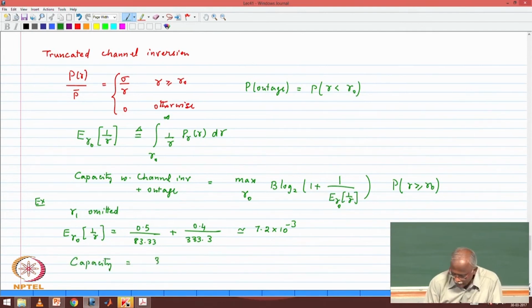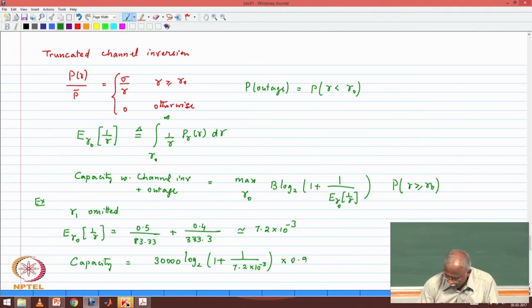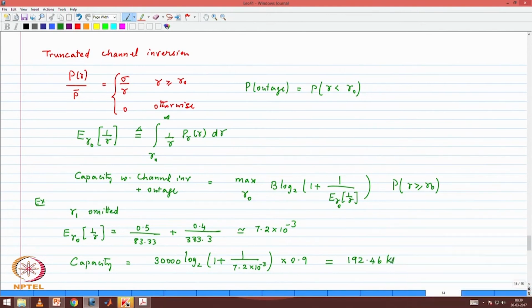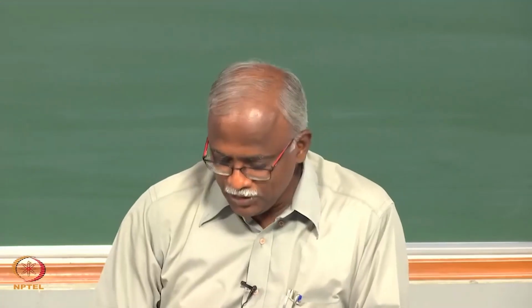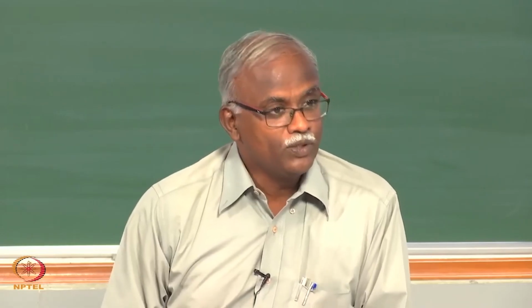The capacity will be 30,000 times log base 2 of 1 plus 1 divided by 7.2 into 10 power minus 3, multiplied by 0.9, which is 1 minus the probability of outage. This comes out to be, very surprisingly, 192.46 kbps. That is not bad. It actually is pretty close to your water filling. So, what does it say?